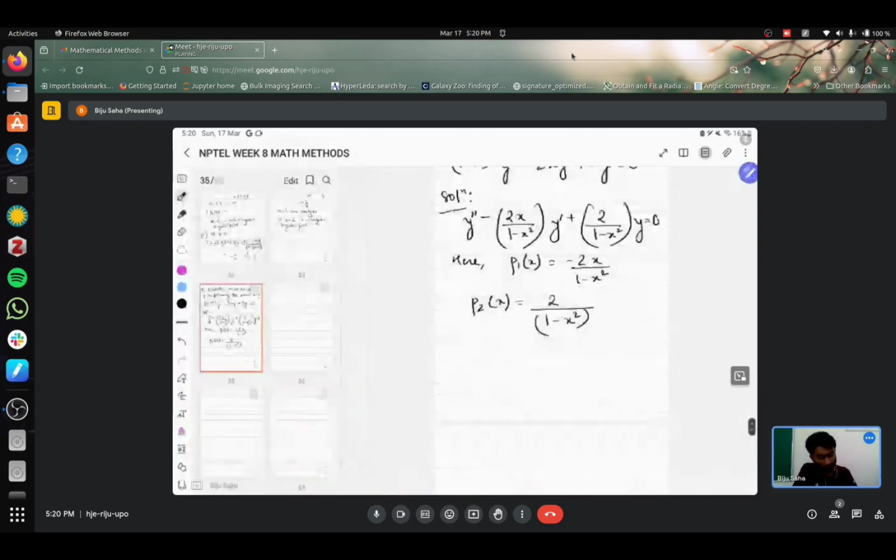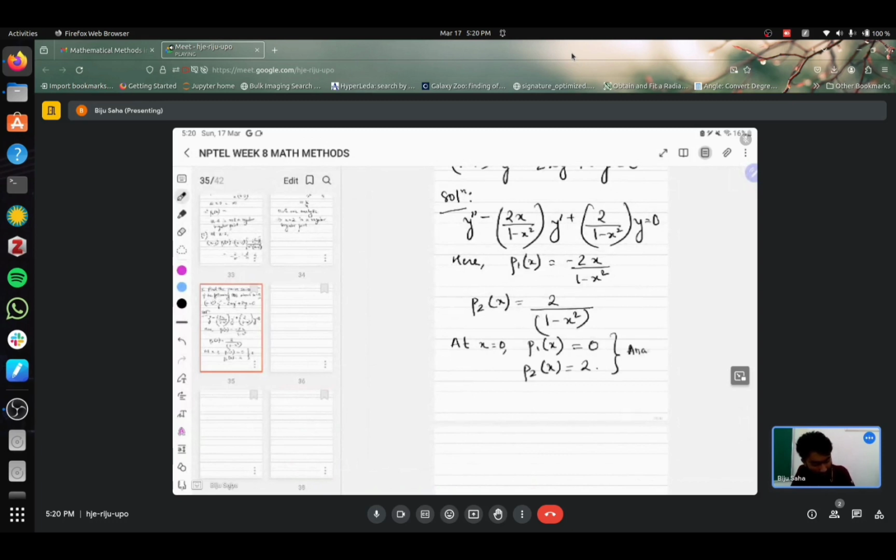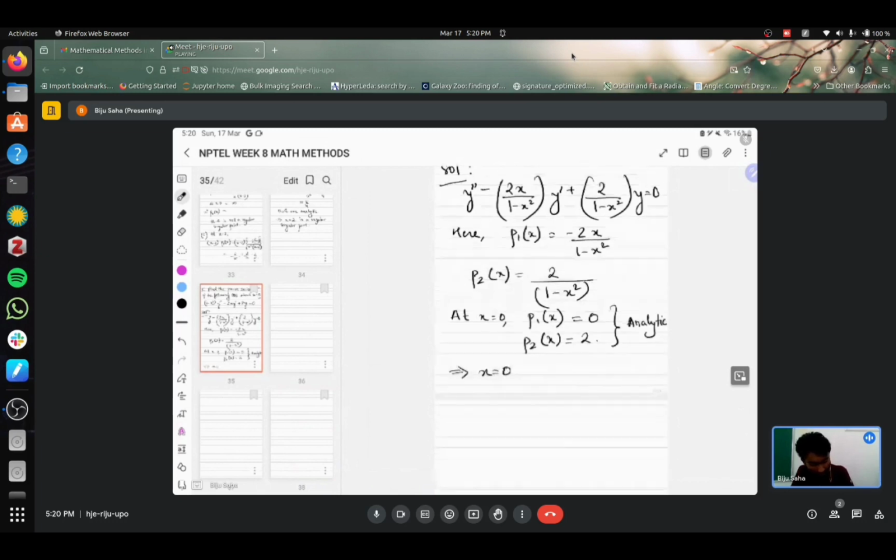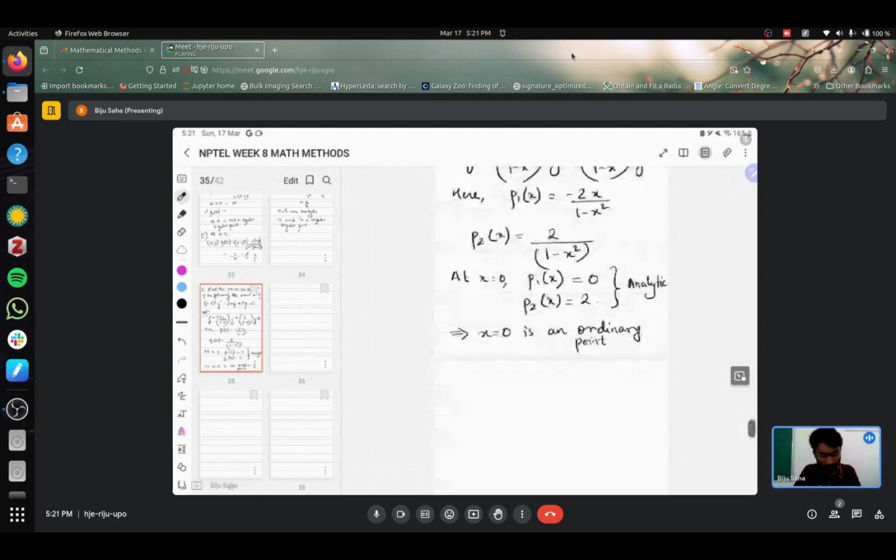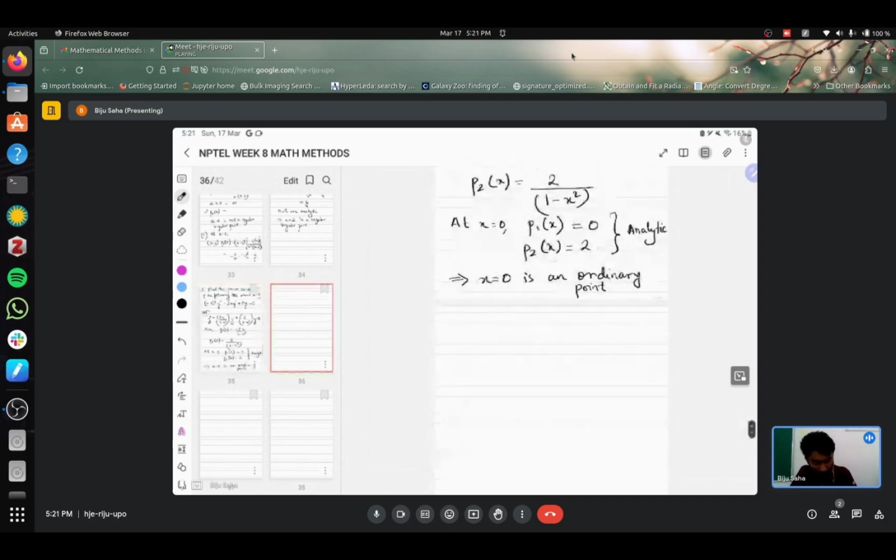So what we see is that at x equal to 0, my p1x becomes equal to 0 and my p2x is equal to 2. So these both are analytic. So that says that my x equal to 0 is an ordinary point. So what I can do is expand my solution y in terms of a power series, which is given by this.